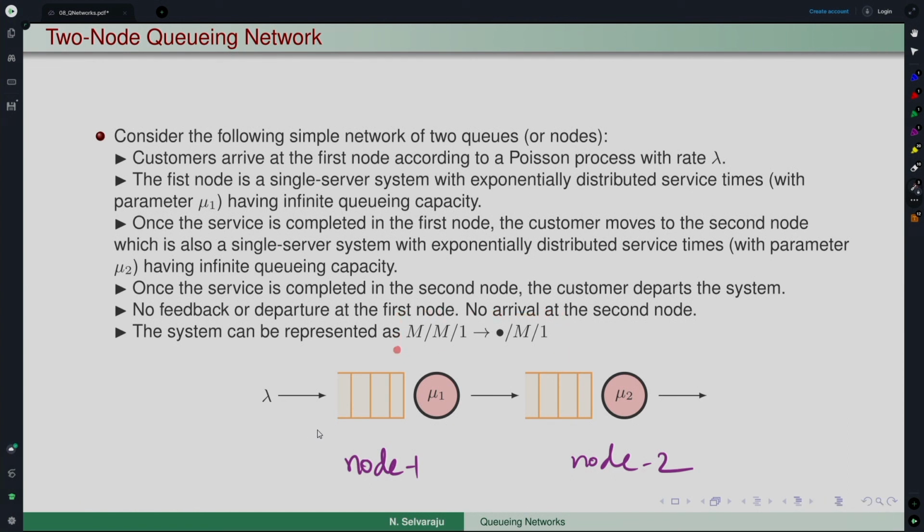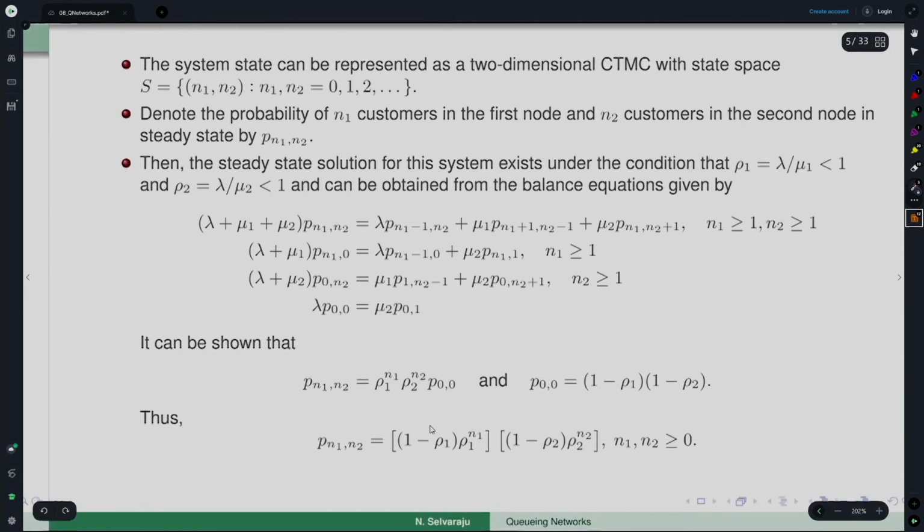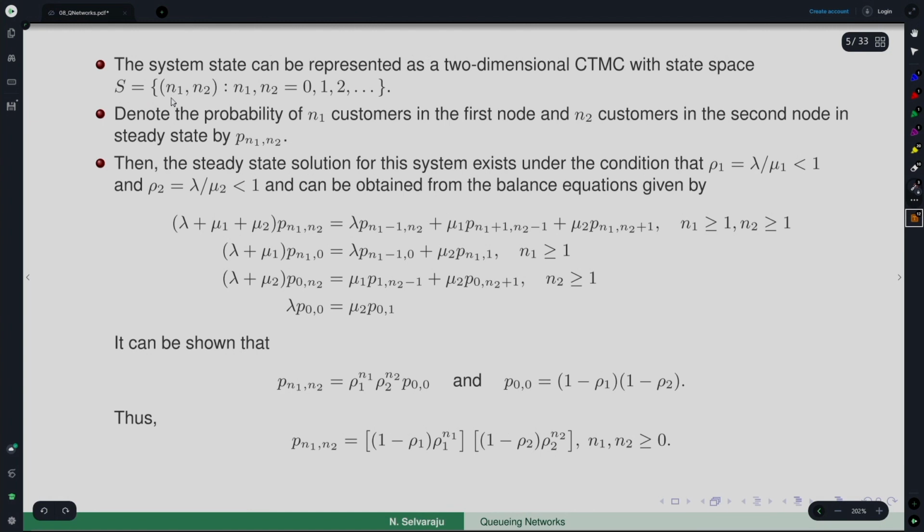Now, you see things are all exponential, so Markov chain assumptions do hold here. If I denote the number in Q1, or node 1, as n1 and the number in the system at node 2 as n2, then the total number in the system can be represented as a 2-dimensional continuous time Markov chain (n1, n2), with state space (n1, n2) where each of n1 and n2 could be 0, 1, 2, 3 and so on. So, there could be 0 customers, 1 customer, or any number of customers in any of these nodes. That is the state space.